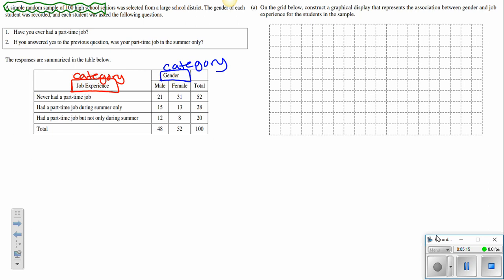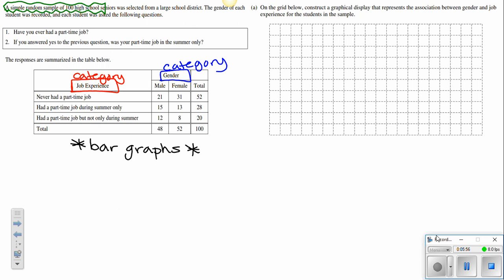For part A, on the grid below, we're going to construct a graphical display that represents the association between gender and job experience for the students within your sample. All right, so we're talking about categorical variables. We should not be drawing box plots, stem plots, dot plots, or histograms, as those represent quantitative data, numerical data. Here we're talking about qualitative data or categories, so we're going to be constructing some sort of bar graph. All right, so for part A, we need to construct bar graphs.